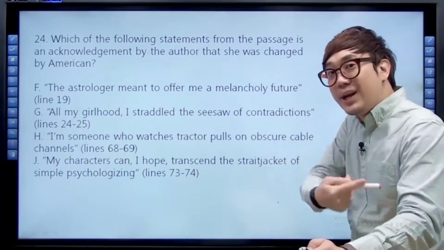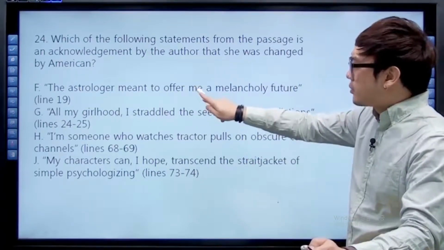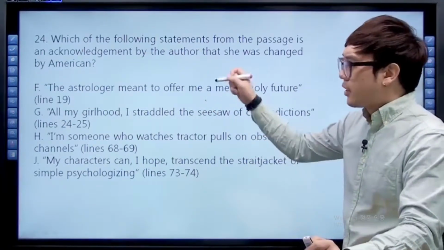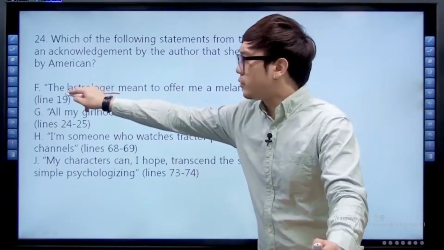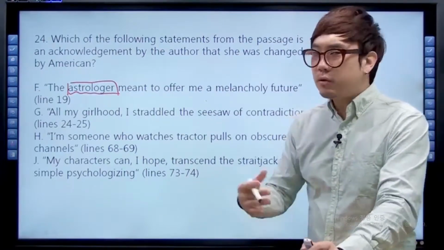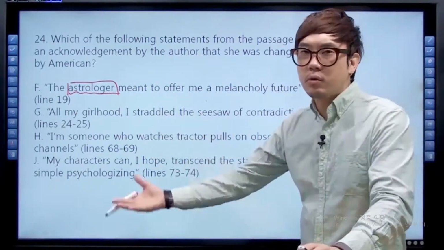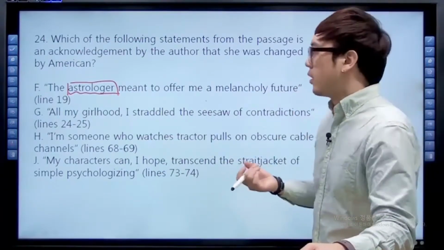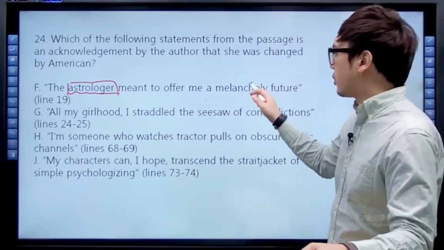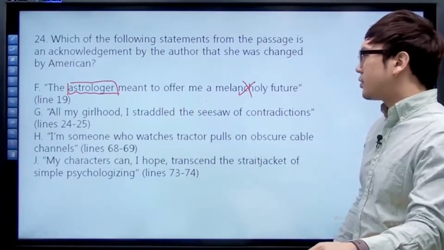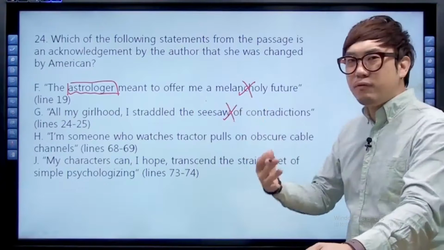Here, the astrologer meant to offer me a melancholy future. I don't think that's a change at all, because it just gives you that astrologer, when she was a little girl in Calcutta, who gave her this idea that you need to become a writer and you will go across the oceans and live among the aliens. That doesn't necessarily mean that America has changed her, so that's out of the question. All my girlhood, I straddled the seesaw of contradictions. Not really. That's not how we view a change.